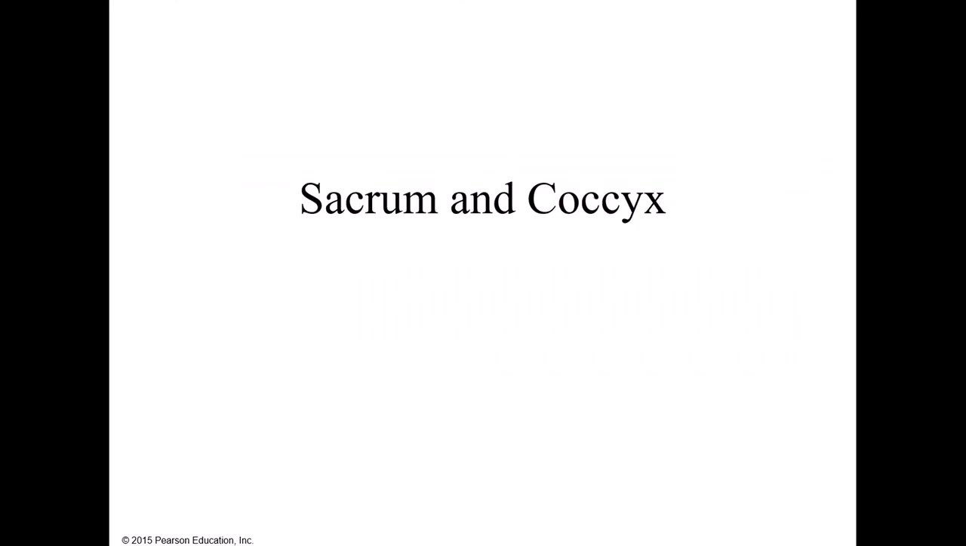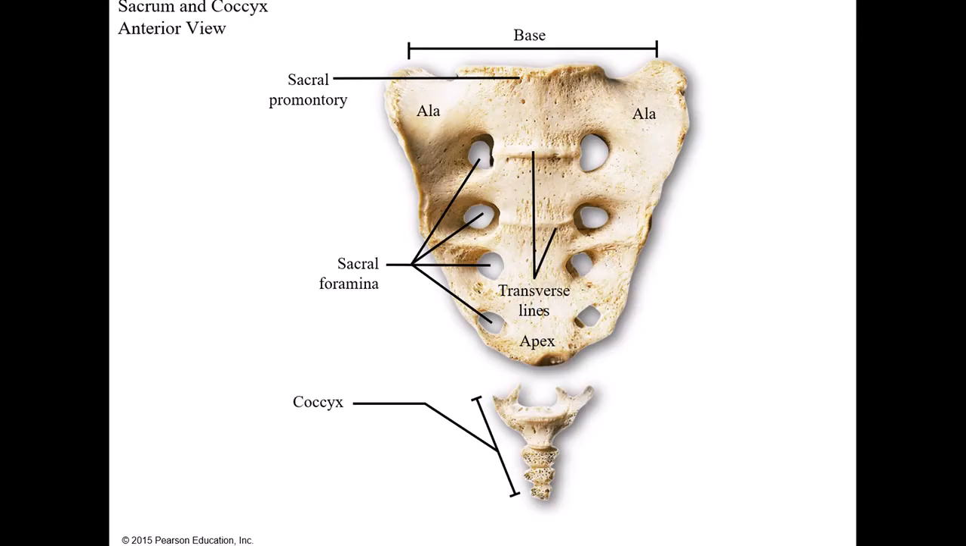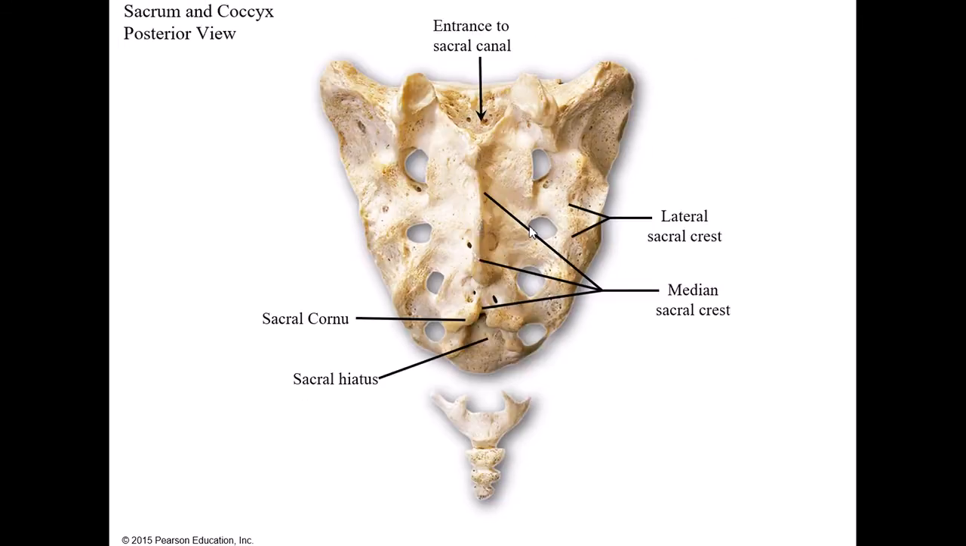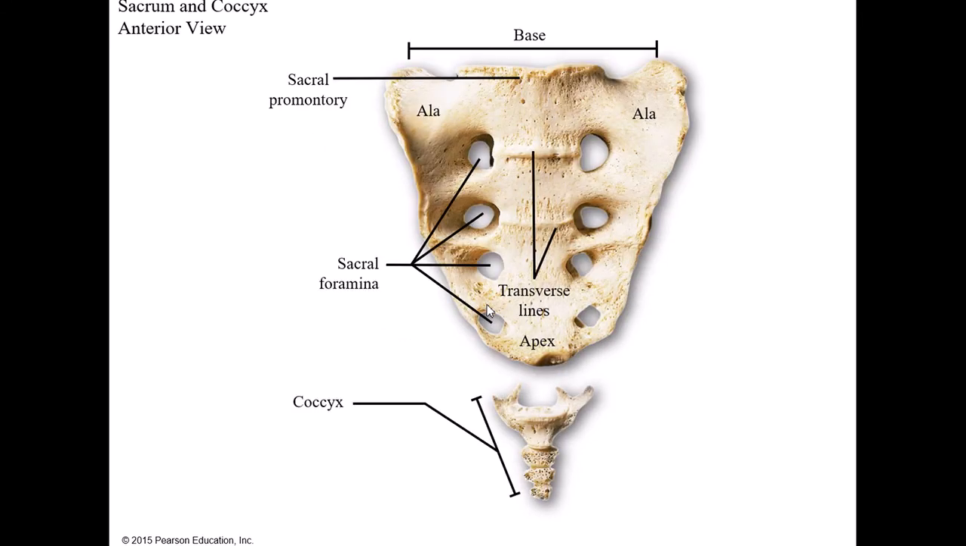Okay, so we'll finish up the vertebral column by looking at the sacrum and the coccyx. The sacrum is a triangular bone. This whole flat top part is referred to as the base, and the point of the triangle down here is the apex. This is an anterior view. When you pick up the sacrum in the lab, you'll see that the front is a smooth surface. When we look at it from the back, it's more lumpy bumpy. So the posterior part is going to be more lumpy bumpy.